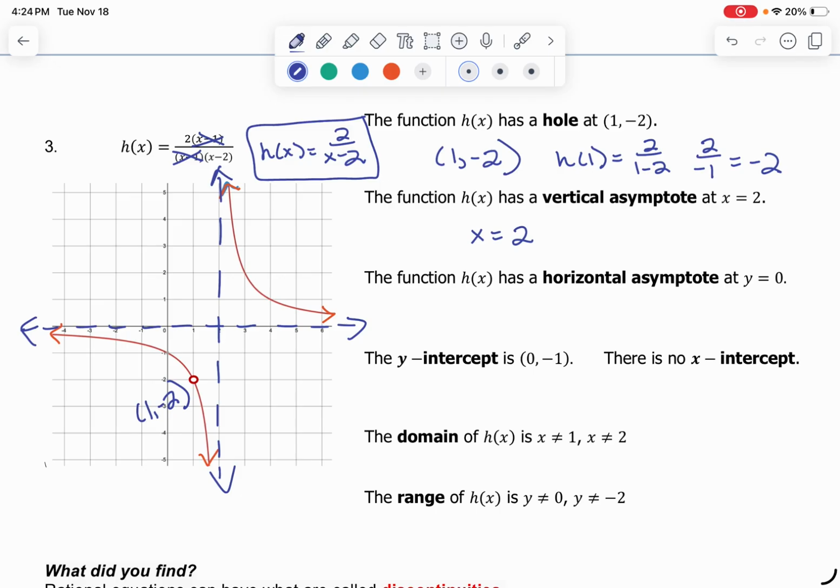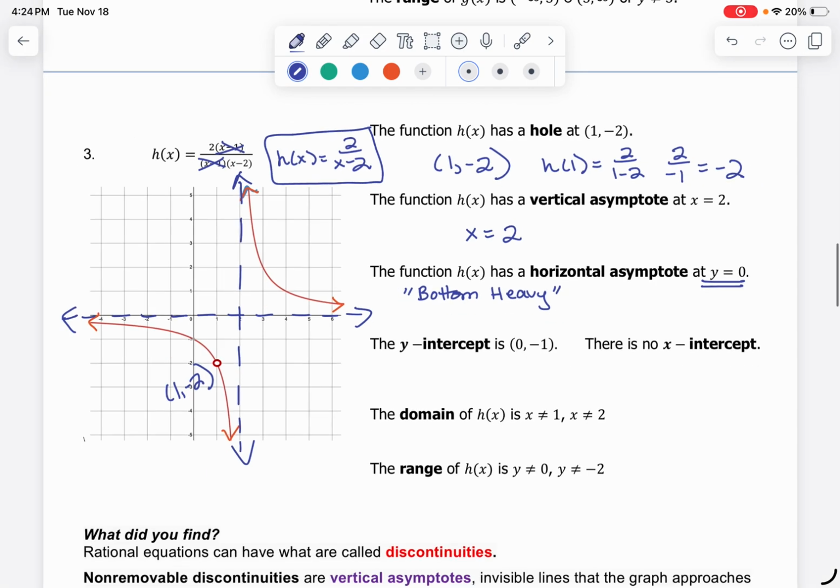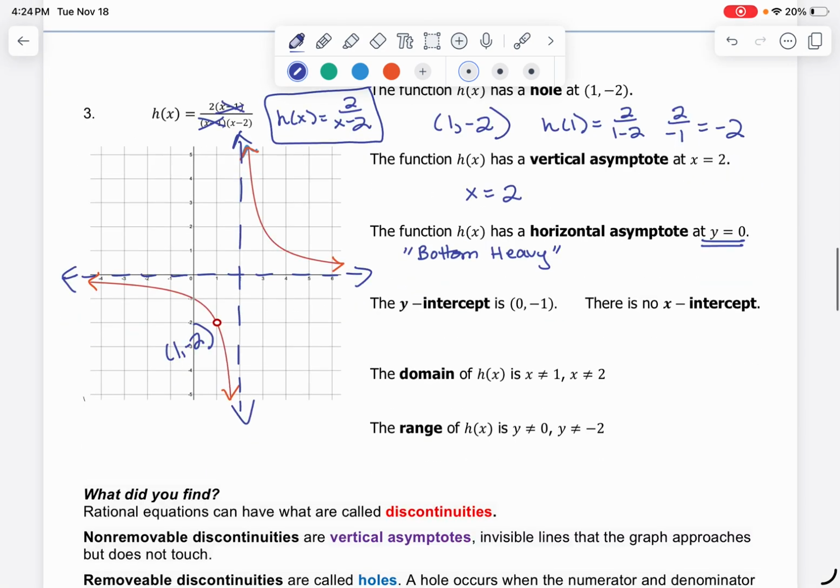Horizontal asymptote is at y equals 0. So far we looked at a function where the top and bottom had the same degree, and then we had one where it was top heavy. And now look at this one. The degree on the bottom is bigger than the degree on the top. So we call this one bottom heavy. And if your function is bottom heavy, then the horizontal asymptote is automatically y equals 0. Okay, and again, these are rules that we'll talk more about, and I'll make sure we revisit them next week.